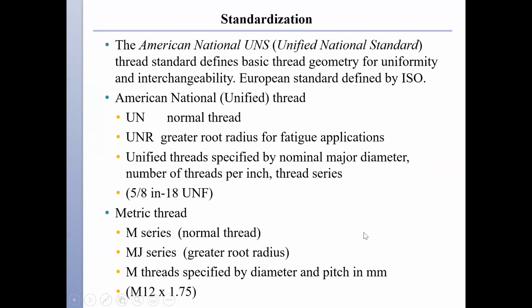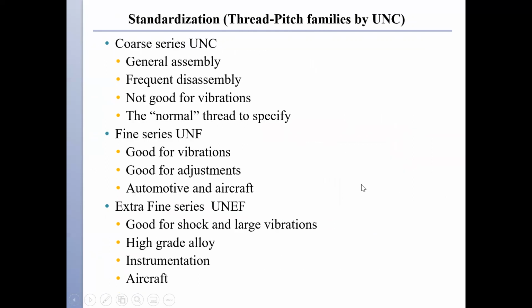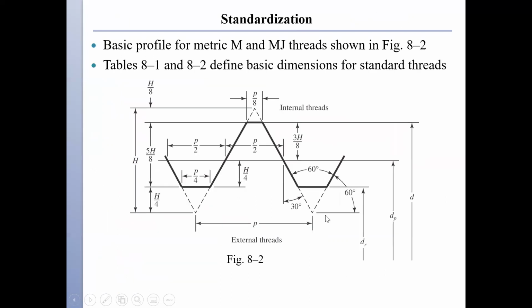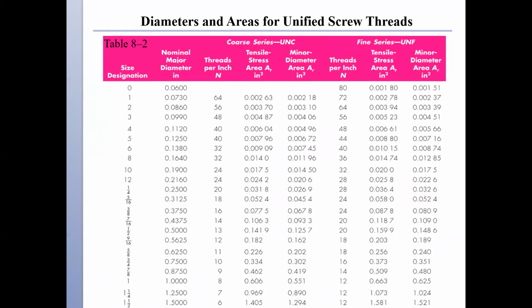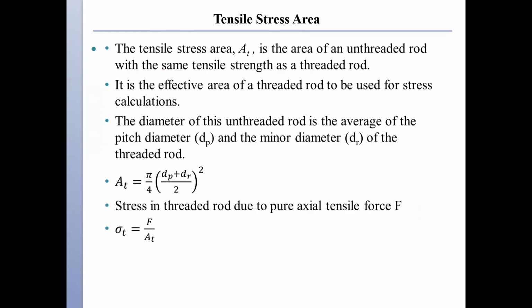We learned about the 2 different standards, the unified and the metric, and the coarse series, fine series, and extra fine series. We looked at a basic profile for the metric, and table 8.1 had the metric threads dimensions, and table 8.2 had the unified screw threads dimensions. We looked at the tensile area A sub T, which we're going to use again today when doing bolt stiffness. So that's the tensile area.